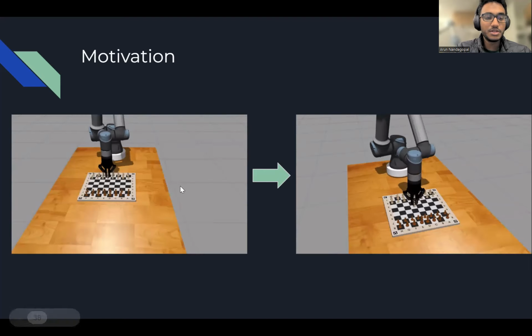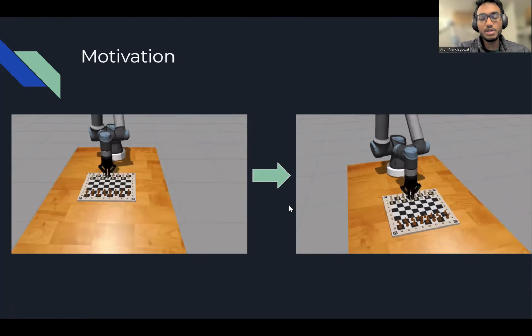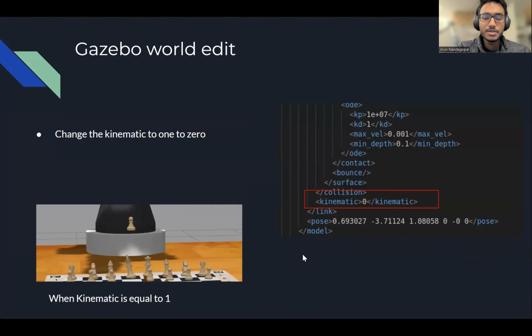It's mainly because the friction parameters which we try to define there might not exactly relate to how much force is required to lift that particular piece, and hence we might need to use some other trick in order to solve this problem. So here we'll be talking about the steps which we go through to make sure that when we do a pick and place, we have the coin stuck to the gripper.